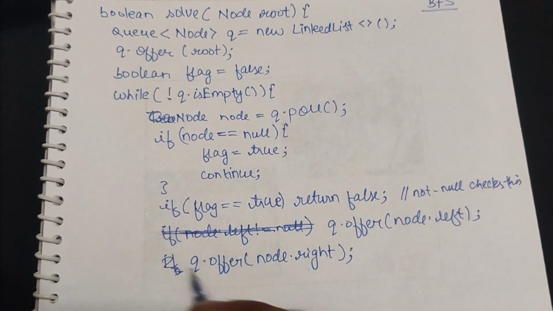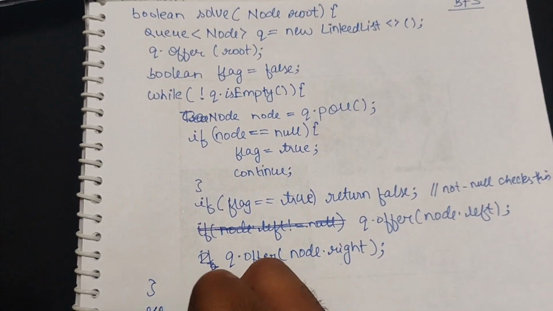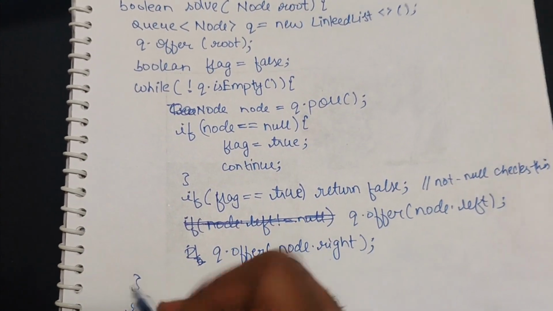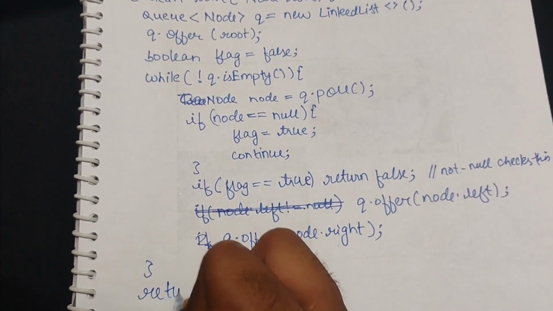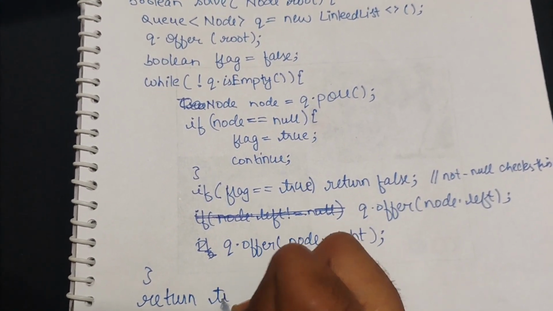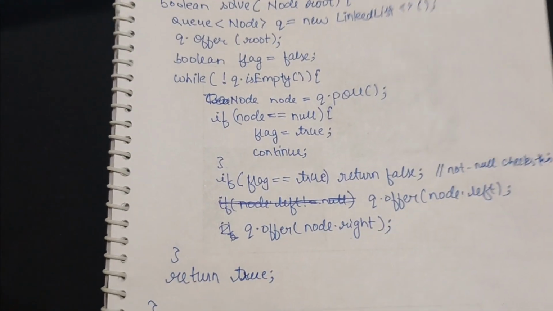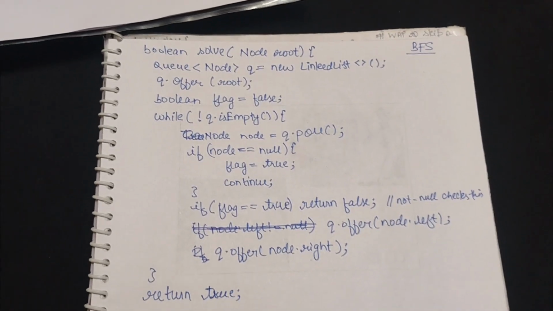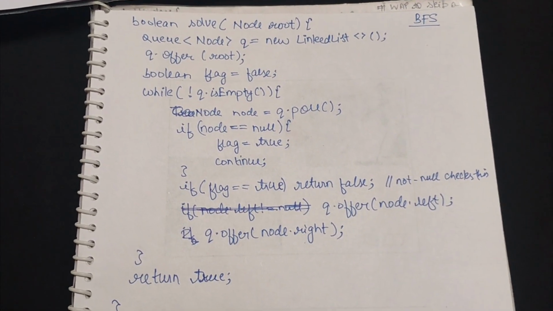Okay, for this I end this while loop, and after that, if it is a complete binary tree, only then in that case the queue will get empty, and at last I will return true, that yes, it is a complete binary tree. Now I will end this function over here. So this is the entire code for checking the completeness of a binary tree in BFS.